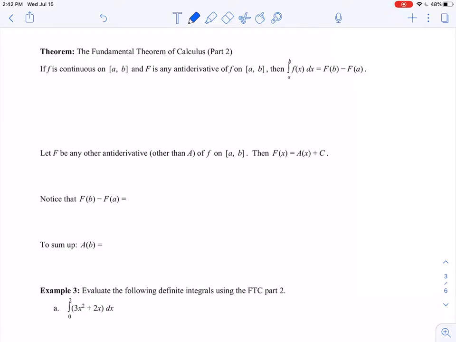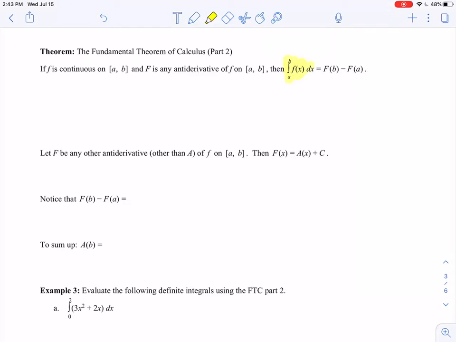It says if f is continuous on the closed interval a to b, and capital F is any antiderivative of f on that closed interval a to b, then the definite integral from a to b of f of x dx is equal to capital F of b minus capital F of a.